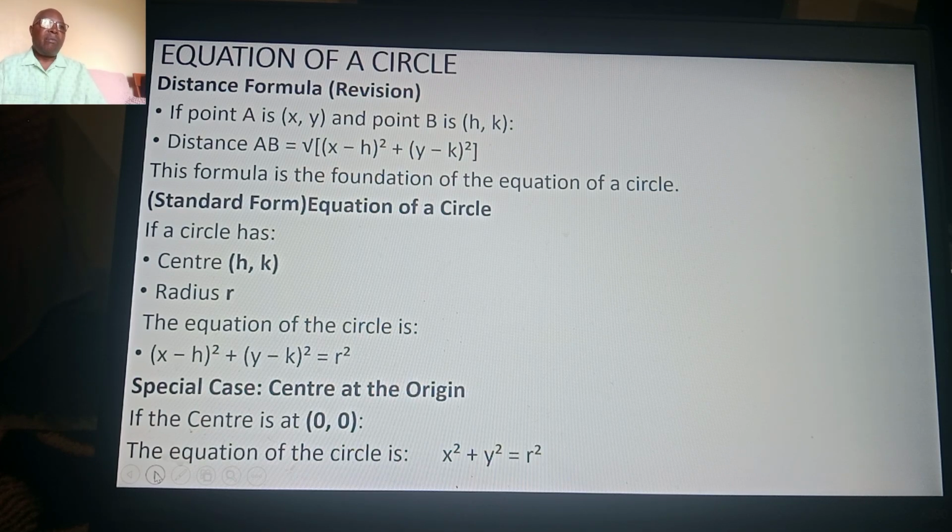So, the standard form of the equation of a circle: if a circle has center (h, k) and radius r, the equation of the circle is (x minus h) squared plus (y minus k) squared is equal to r squared. And we have a special case where the center is at the origin. If the center is at the origin, that is (0, 0), the equation is x squared plus y squared is equal to r squared.